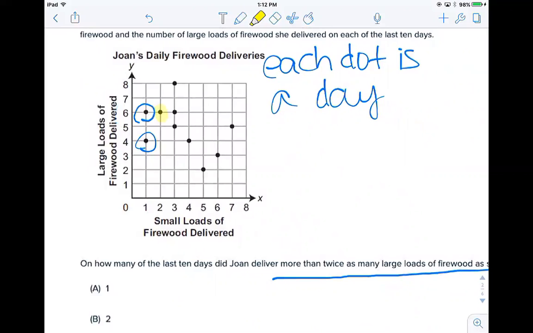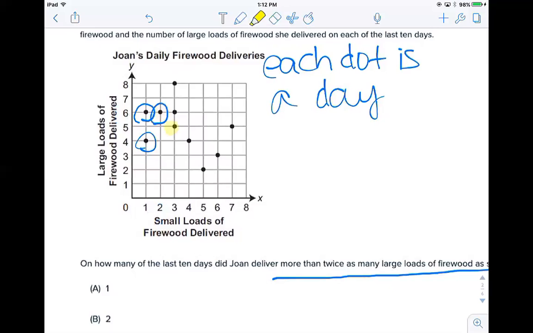Let's look at this day. So we have 2 and we have 6. Well, the small load 2 times 2 is 4. 6 is greater than 4. So that's going to be a day. So I'm going to circle that.